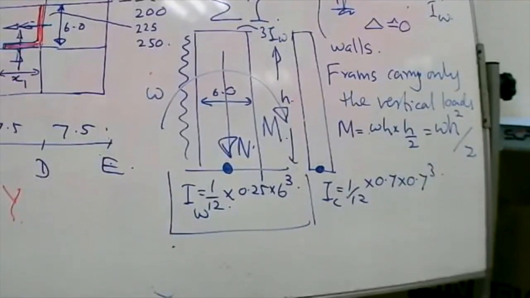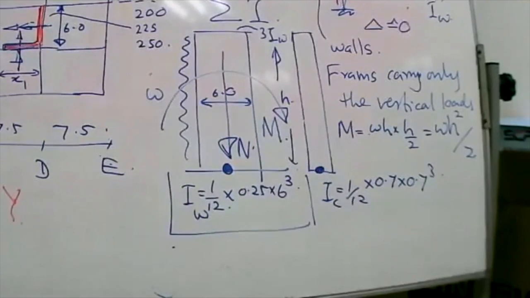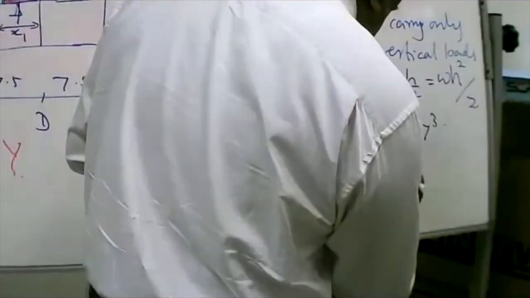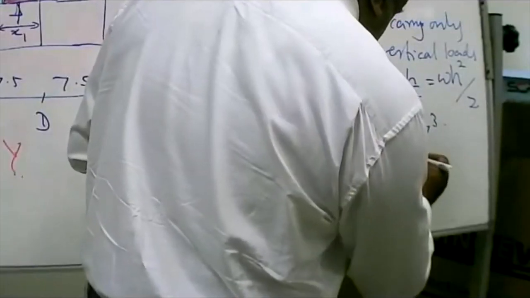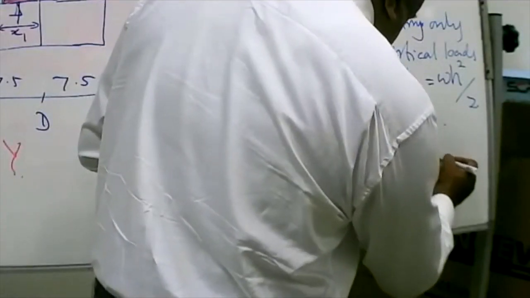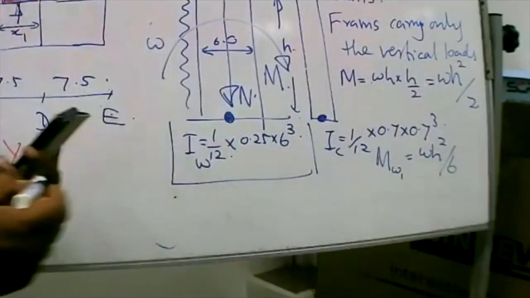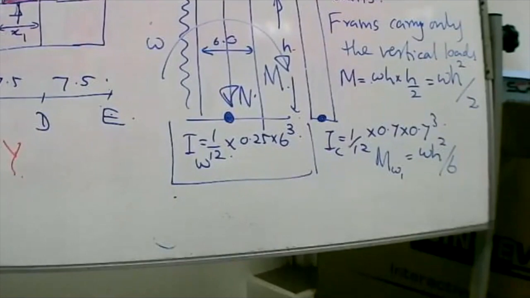And the moment carried by each wall will be this divided by 3. So M for each wall will be WH squared divided by 6. We have 3 walls, so each wall will carry WH squared divided by 6. And we have to determine this moment at ultimate limit state.